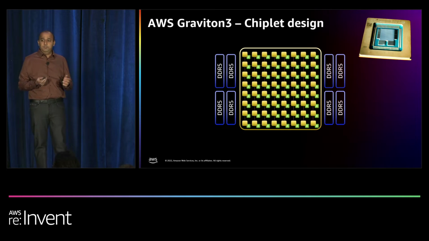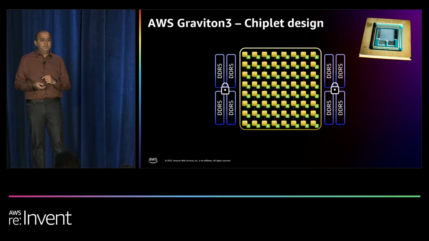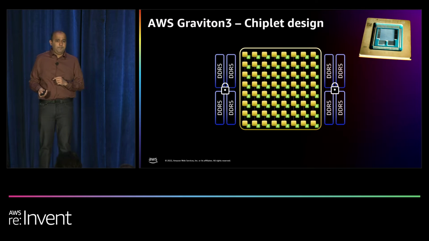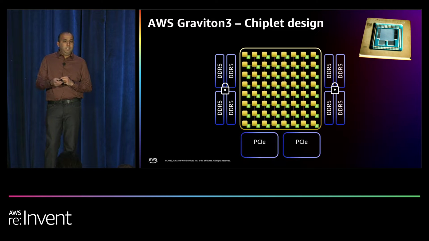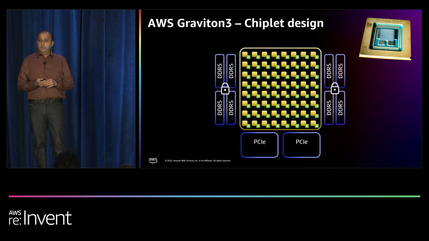DDR5 memory controllers running at a speed of 4800. That's 50% more bandwidth compared to DDR4 on Graviton 2. And similar to Graviton 2, the memory has always-on memory encryption. And then down at the bottom, you see PCI Gen 5 support for I/O connectivity.